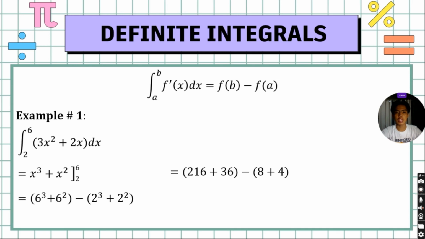6 cubed is 216 plus 6 squared, which is 36, minus 2 cubed, which is 8, plus 2 squared, which is 4. 216 plus 36 is 252. And 8 plus 4 is 12. Subtract the answers. 252 minus 12 is equal to 240. That is the final answer.